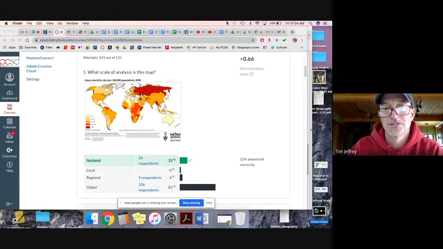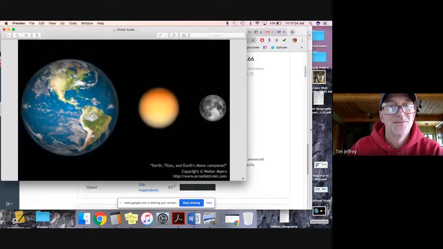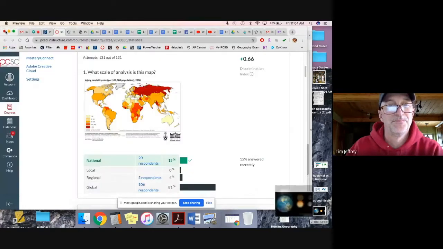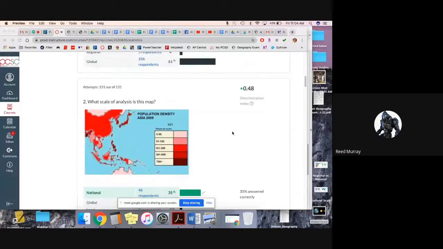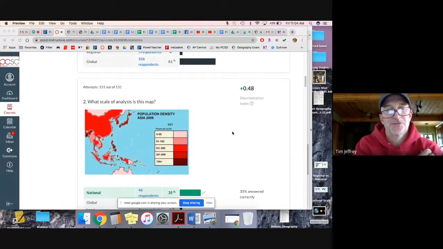Here is a global scale map. When you're comparing Earth to other planets, that's global scale. There's no borders, there's no counties, there's no cities. You're comparing Earth to Mars or whatever. On a national scale analysis, you're comparing the United States to the Congo. So does that make sense a little bit more now? What if you're comparing like two continents? That's going to be probably regional, and we'll show you some regional ones here in a minute.